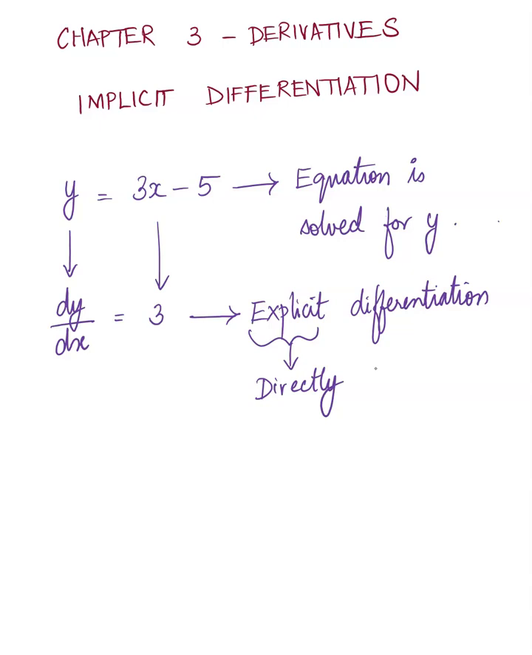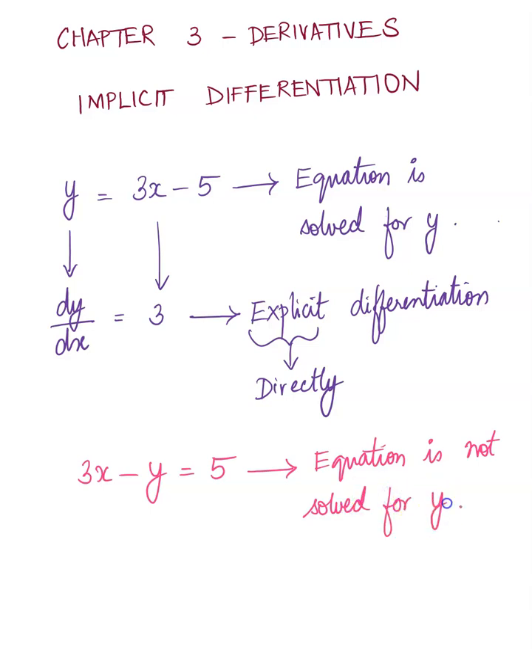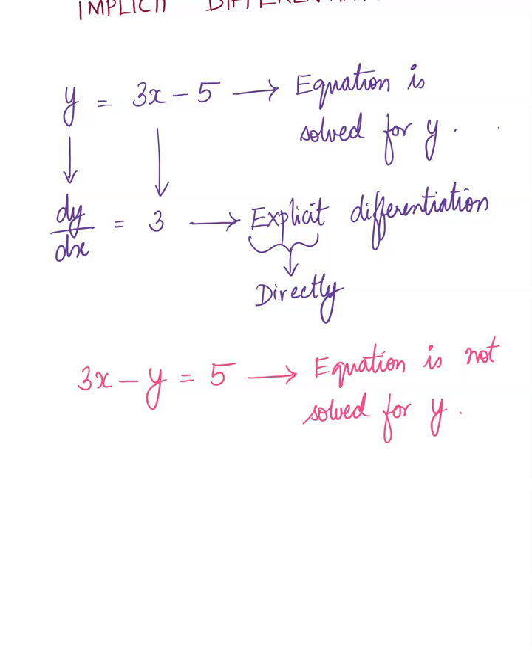If I were to rewrite this expression, say as 3x minus y equals 5. It's the same equation, but I've rewritten this. Here, the equation is not solved for y. Therefore, when I say find dy over dx, what we have to do is we have to either rewrite this whole thing in terms of y, or we'll have to derive them one by one, bearing in mind that only the x is derived with respect to x, but the y will have to remain as dy over dx.